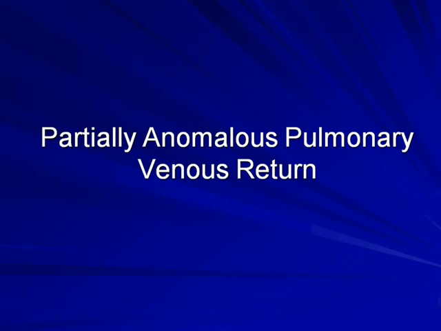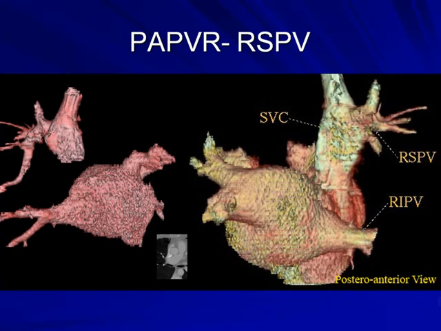Now let's talk about partial anomalous pulmonary venous return. Up until here, all of the veins ultimately drained into the left atrium. This is actually the most common partial anomalous pulmonary venous return. This is the right superior pulmonary vein. Let me show you, these are two discrete patients, two different patients. This is an AP view here of the left atrium here and the superior cava here. The right superior pulmonary vein drains with a very short trunk into the SVC.